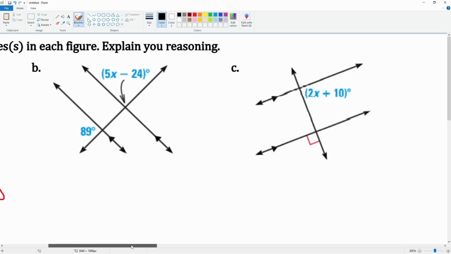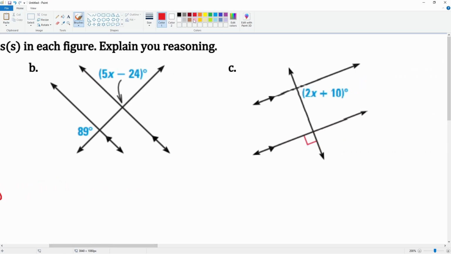Let's take a look at B. Notice this is on the outside and this is also on the outside. Well, there isn't a particular theorem for this one, but if we notice, we can slide this right here. Because when we slide it, we notice that they make a linear pair. So we can say linear pair.